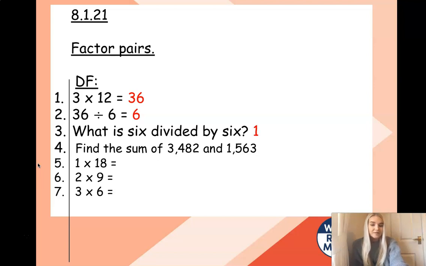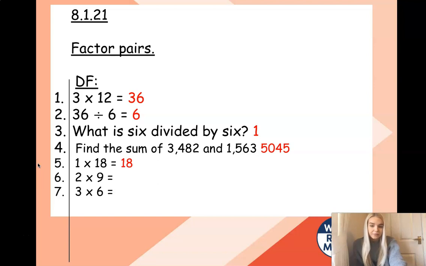Number 4, find the sum of these two numbers. When we are finding the sum of two numbers, what are we doing to those two numbers? Are we dividing them? Are we multiplying them? We're adding them together. So we could use column addition to help us. The answer is 5,045.